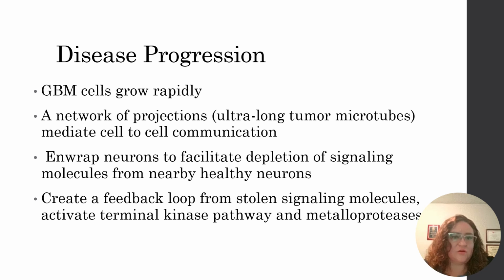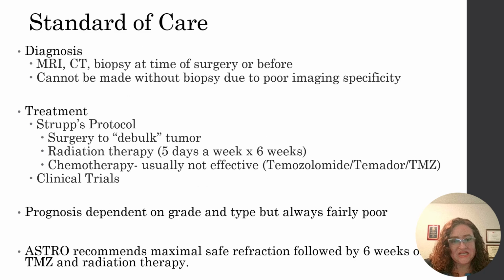As the glioblastoma progresses, you have a network of projections, these ultra long tumor microtubes that mediate cell to cell communication and extend throughout the brain. They enwrap neurons to facilitate depletion of signaling molecules from nearby healthy neurons, and then they create a feedback loop from the stolen signaling molecules, and they activate the terminal kinase pathway and really just grow like crazy.